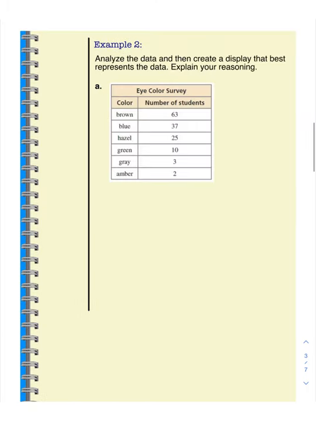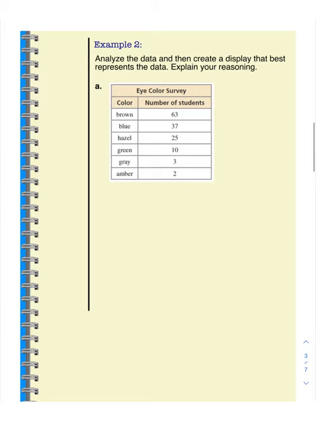All right, example 2 says analyze the data and then create a display that best represents the data and explain your reasoning. So first, I want us to look at the data and see what it is we're measuring. We're measuring eye color of students. So there's categories of color, brown, blue, hazel, green, gray, or amber. And then there's the number of students with that color of eye.